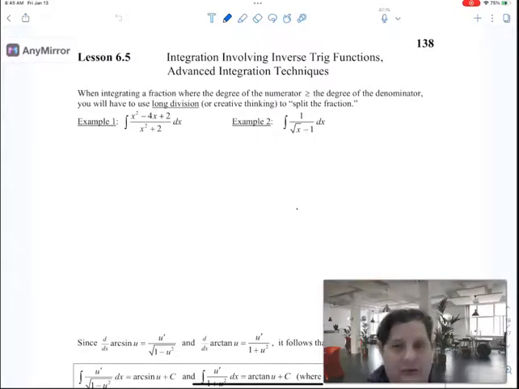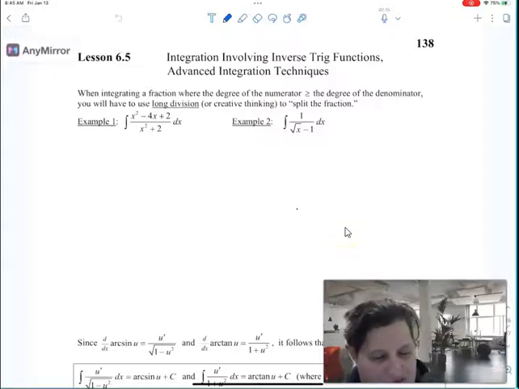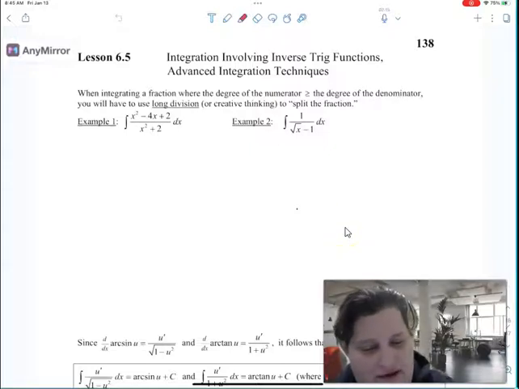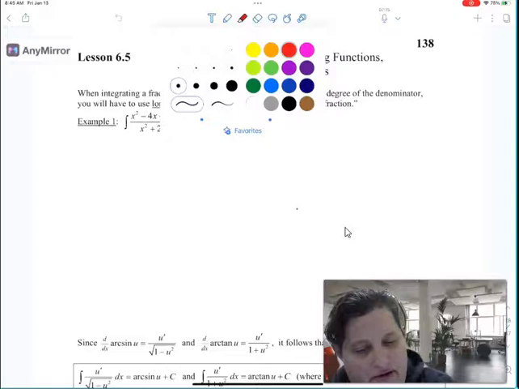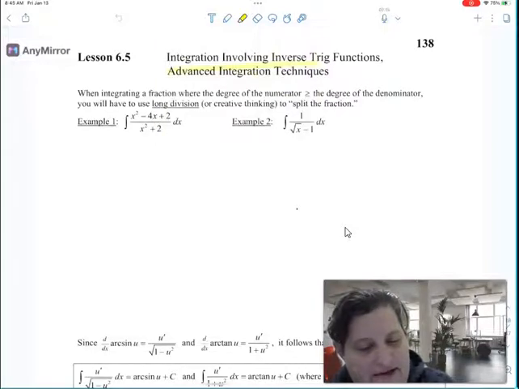Alright guys, so here we go. Lesson 6.5. Okay, so I told you guys this one's going to be a little tricky. This is called advanced integration techniques, including inverse trig functions and other stuff.